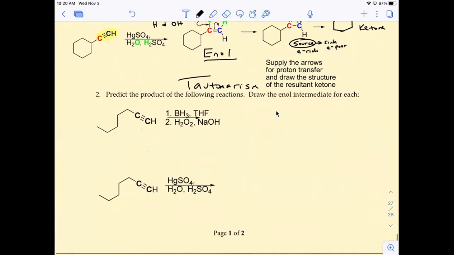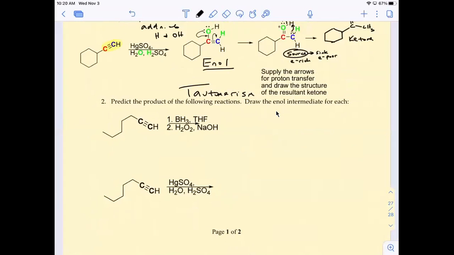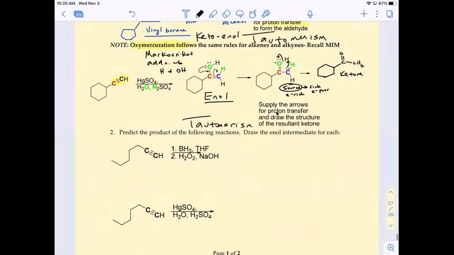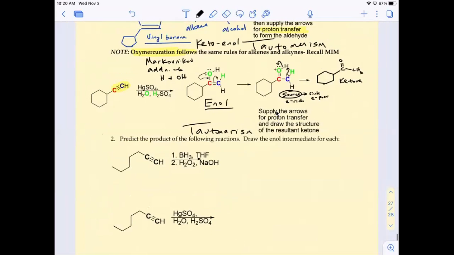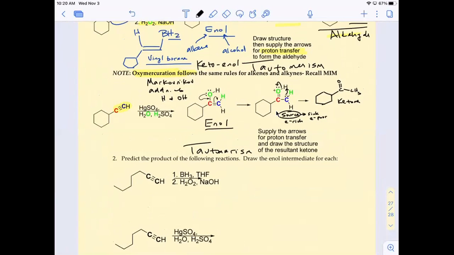All right. So let's go to number 2. Unless there are questions about the reactions up top. Again, we're not going through the mechanisms for those because we've seen the mechanism for hydroboration, oxidation. We've seen the mechanism for oxymercuration, and these follow similar pathways.